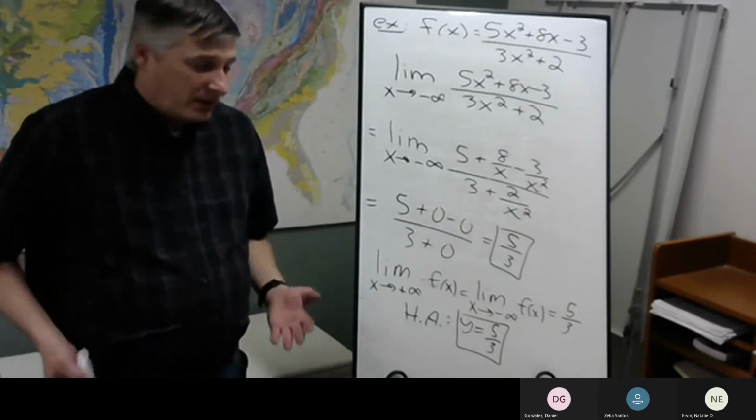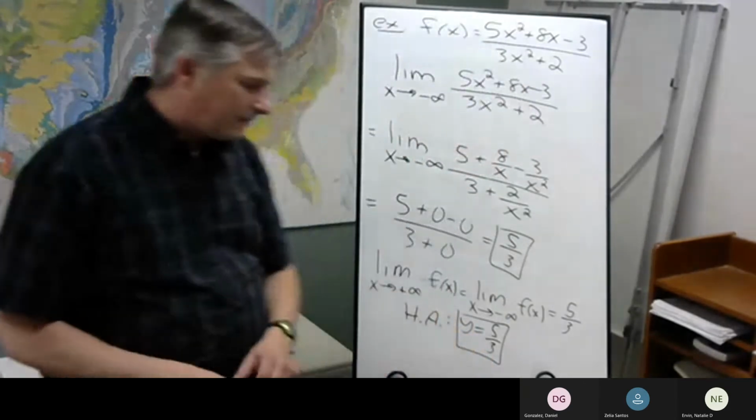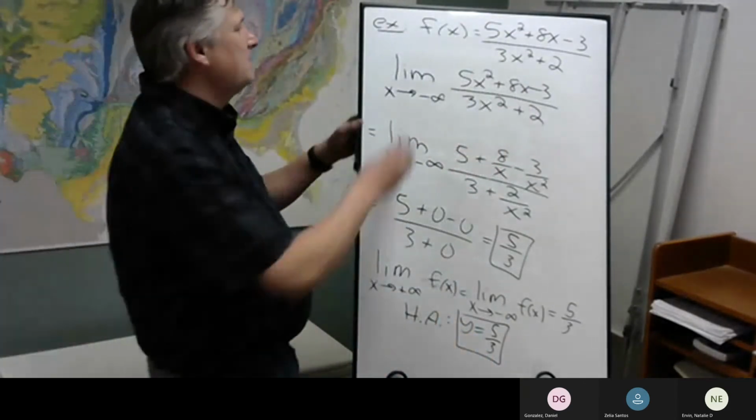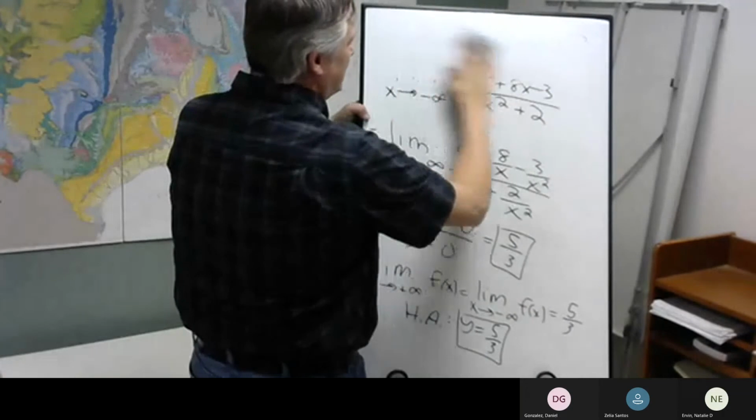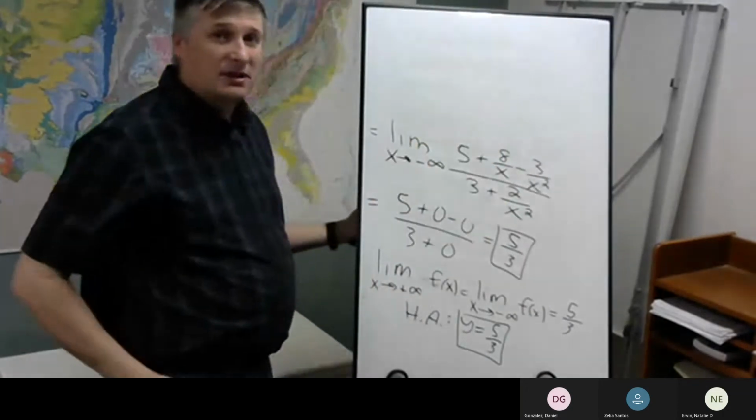So that's one way of working with or stating the horizontal asymptote. It was something that came up in algebra. You ran into this before. This is how you can describe that idea using calculus.